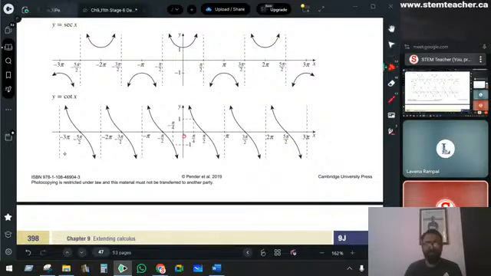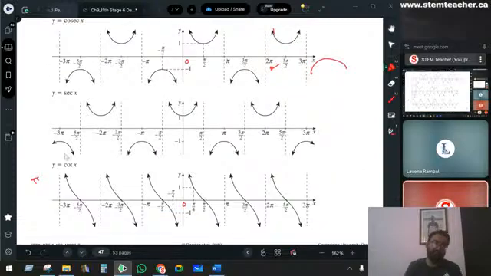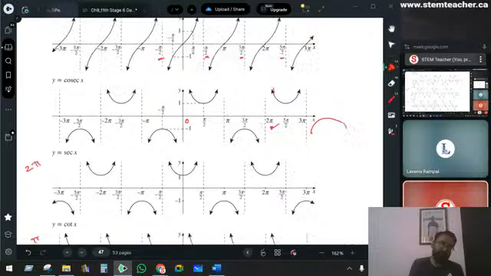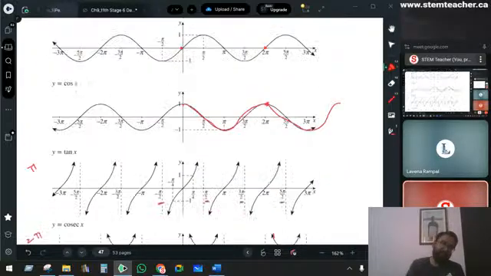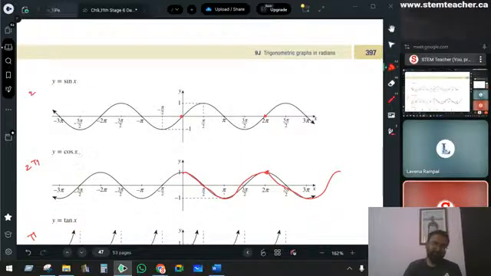The period is 0 to pi. The period is pi. Here the period is 2 pi. Here the period is 2 pi. Here the period is pi. Here the period is 2 pi. Here the period is 2 pi. Okay, so everything will work.